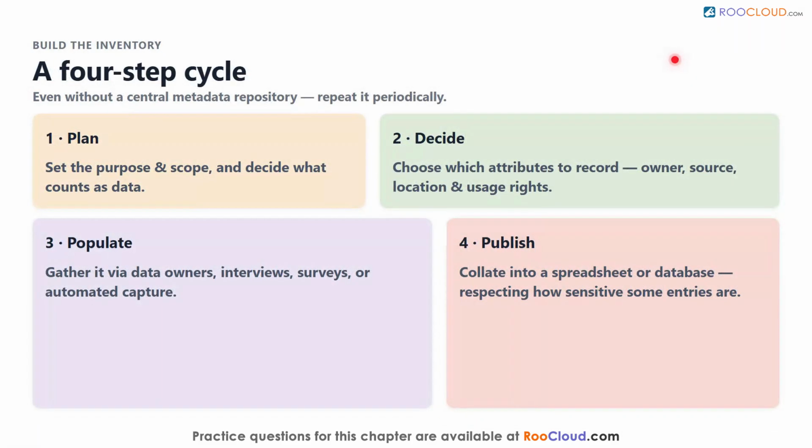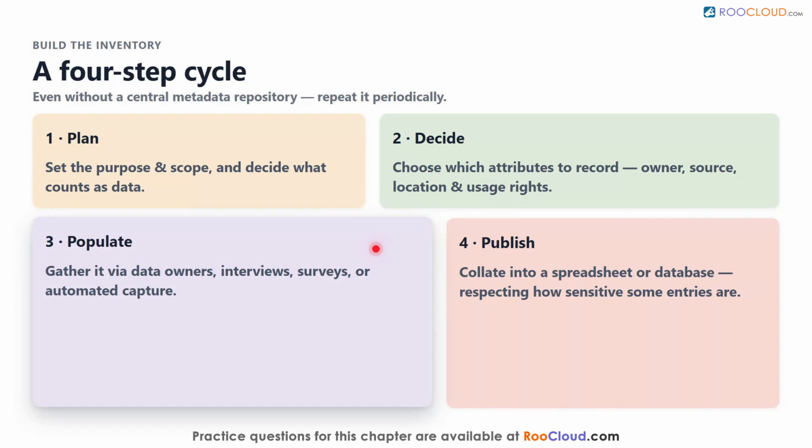When an organization has no central metadata repository, it still needs an inventory to run a privacy impact assessment, and a simple four-step cycle helps. First, plan, by setting the purpose and scope and deciding what counts as data. Second, decide, by choosing which attributes to record about each dataset, such as its owner, source, location, and usage rights.